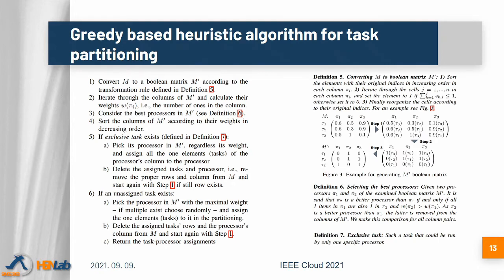Since real-time task partitioning is an NP-complete problem, we have created a greedy-type heuristic algorithm to assign real-time functions to the minimum number of processors. I won't dig into the details. I think we don't have enough time for that. The concrete steps of the proposed algorithm are in the paper.